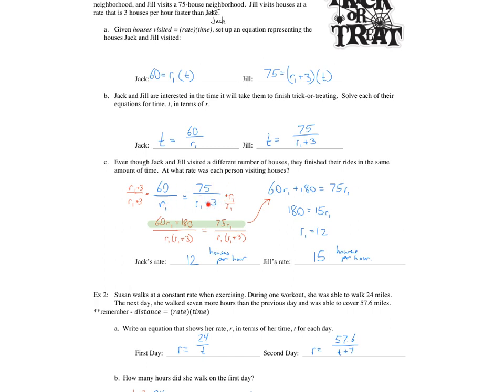Well, here we go back to solving a rational equation problem. We need to get the same denominators. When we do that, we can get the numerators to be equal. We solve this and we can get Jack's rate, 12 houses per hour. So get the common denominators, set the numerators equal once the denominators are equal, and then we solve for R1.